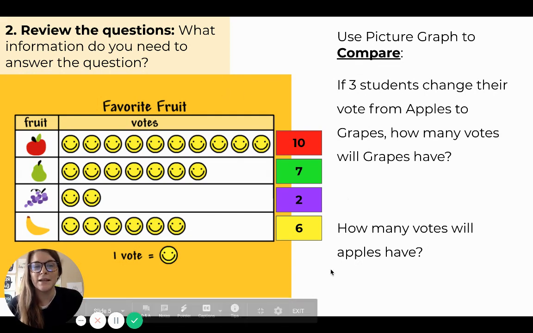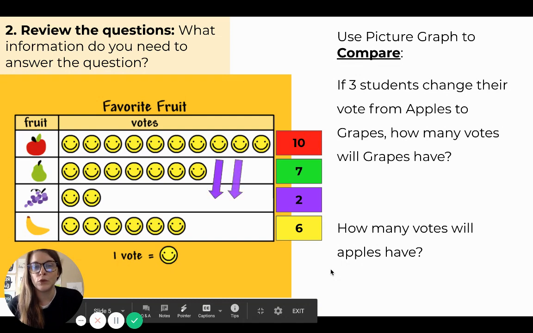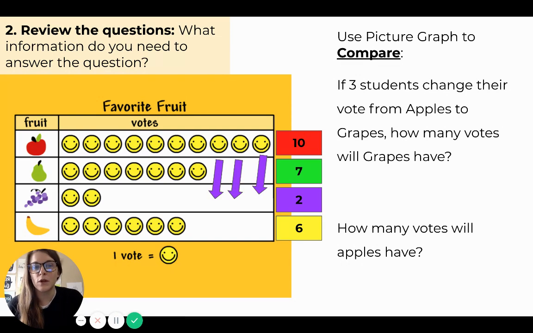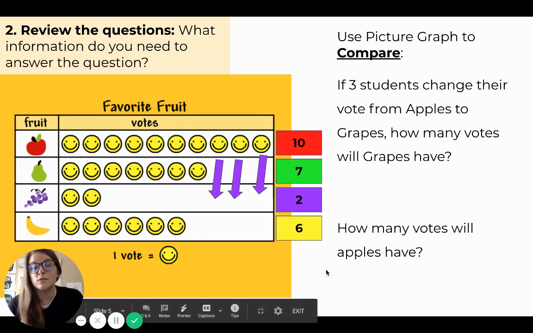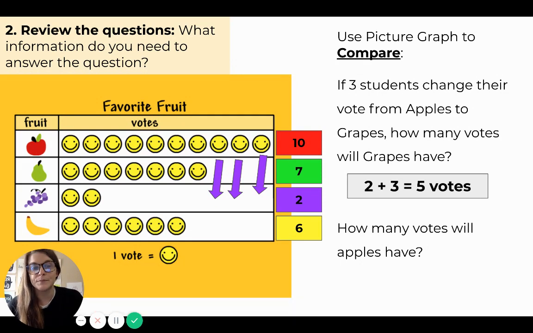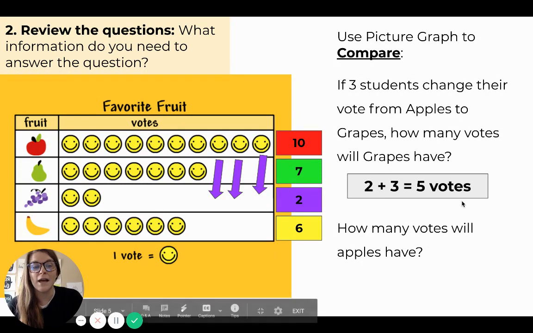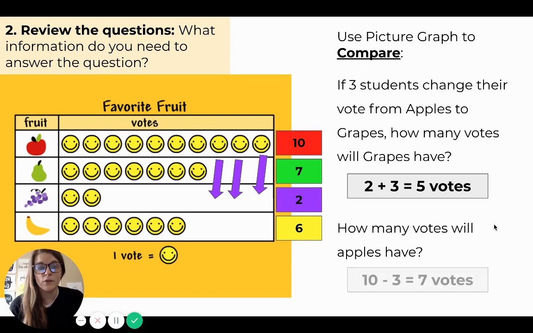So let's visualize those 3 students changing their votes. 1, 2, 3. 3 of those votes are being changed from apples to grapes. Now I first am going to figure out how many votes grapes will have. Grapes started with 2 votes, plus the 3 that we just moved there, so grapes would have 5 votes. And to figure out how many votes apples will have, we know apples started with 10 votes. We took away 3 of them, so they're left with 7 votes for apples.